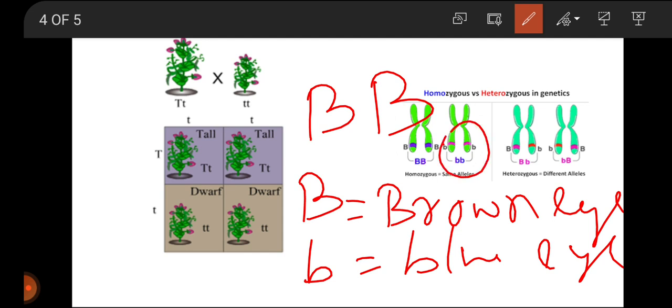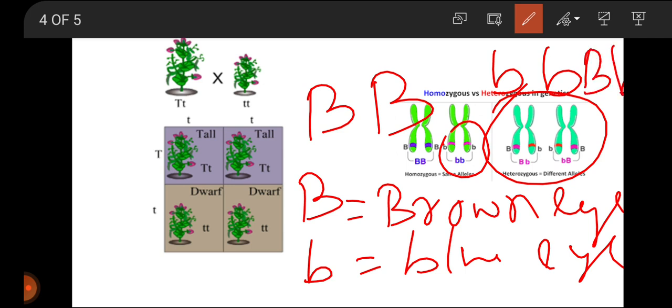And in this case both the alleles are small b. One allele is small b and the other allele is small b. So these are homozygous alleles, and in this case blue eye color will be expressed as small b is the recessive allele and capital B is the dominant allele. And in this case one allele is capital B and the other is small b. So here the dominant allele is capital B and the recessive allele is small b. And since the alleles are different, these are heterozygous alleles, and the color that will be expressed is brown, as brown eye color is dominant over blue eye color.